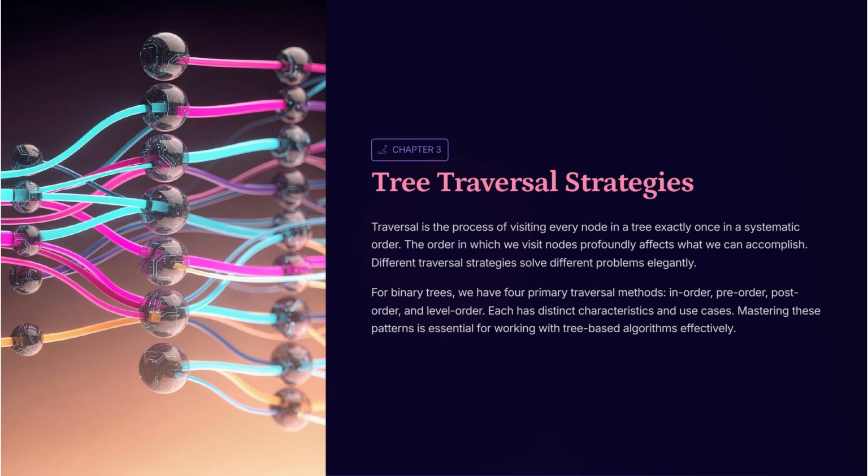Tree traversal is crucial for visiting each node systematically. In binary trees, 4 primary methods exist: in-order, pre-order, post-order, and level order. Each method offers unique characteristics and applications, essential for solving diverse algorithmic problems efficiently. Mastery of these strategies enhances the ability to work with tree-based algorithms effectively.